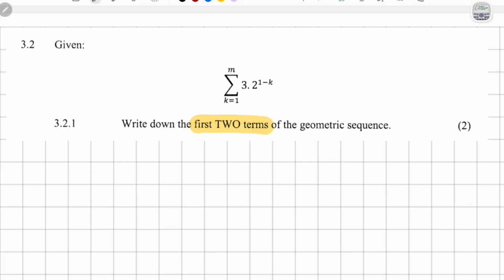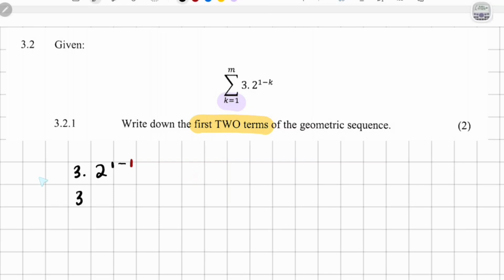So for the first 2 terms, you just have to expand it. You see that they say you need to start where k is equal to 1. So we take the formula, 3 multiplied by 2 raised to the power of 1 minus k. The first term is where k is equal to 1, so we substitute. Our first term is going to be 3 times 2 raised to the power of 0. 2 raised to the power of 0 is 1, and 3 times 1 is just 3.